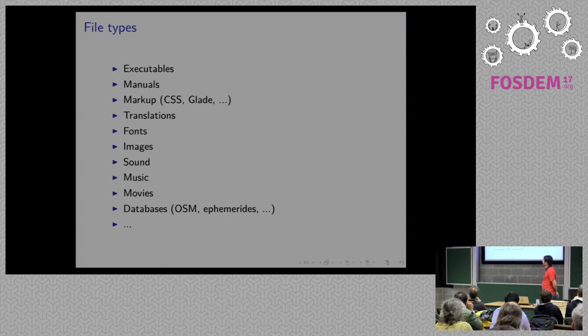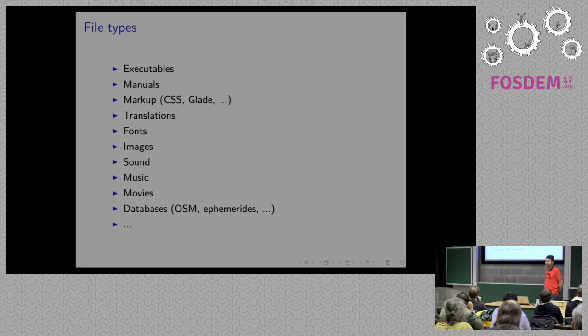So, a list of file types. Executables, that's one, that's a trivial one. But there's a whole list of things. So we have manuals. And you can think of, okay, a manual is just a piece of text. But for example, manuals can come in the form of a PDF file. But nobody is writing the PDF code directly in their text editor. You use DocBook or LaTeX or something else, and then you compile it to the result.